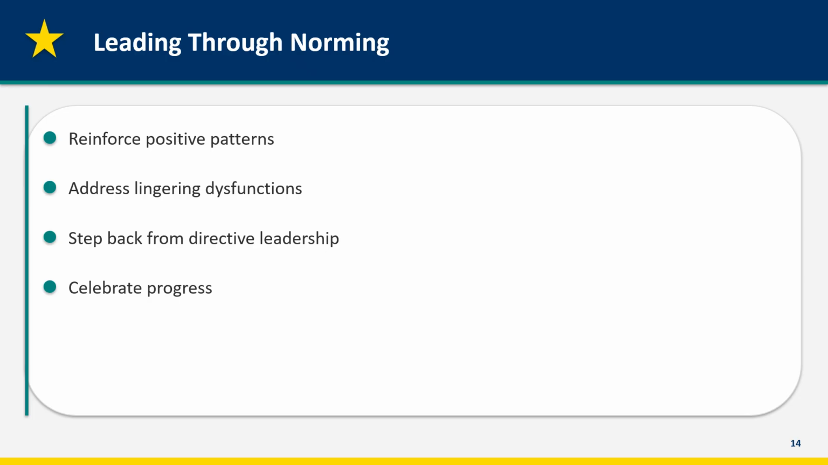Address lingering dysfunctions before they become entrenched. Now is the time to fix bad habits. Start stepping back from directive leadership. The team needs less direction now. Give them more autonomy and celebrate progress. Acknowledge how far the team has come from the initial forming stage. Recognition builds momentum.